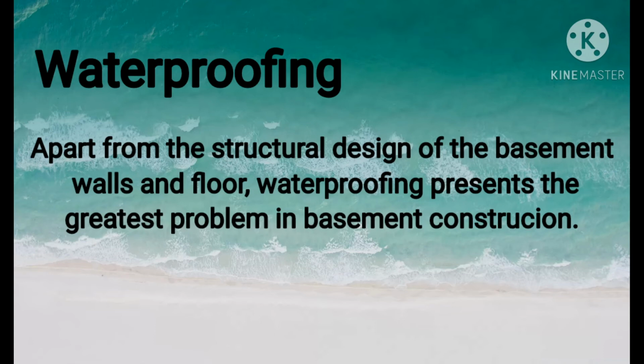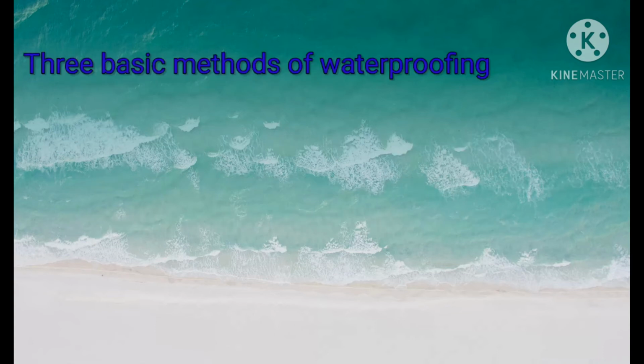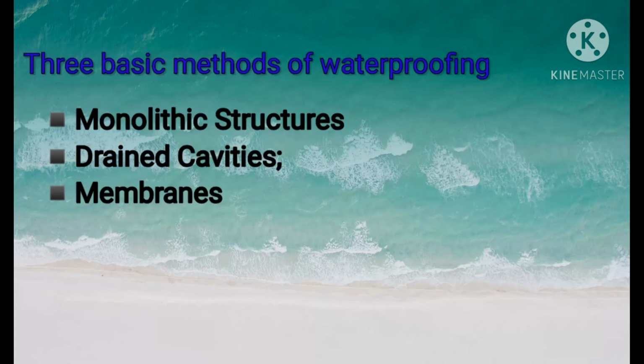Building Regulation C2 requires such walls to be constructed so that they will not transmit moisture from the ground to the inside of the building or to any material used in the construction that would adversely be affected by moisture. Building Regulation C2 also imposes similar conditions on the construction of floors. There are three basic methods of waterproofing: monolithic structures, drain cavities, and membranes.